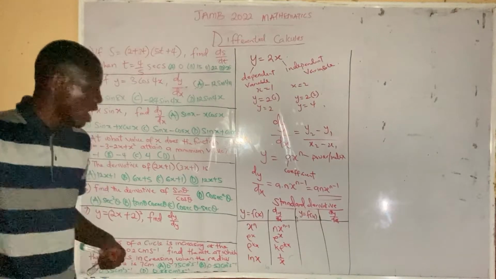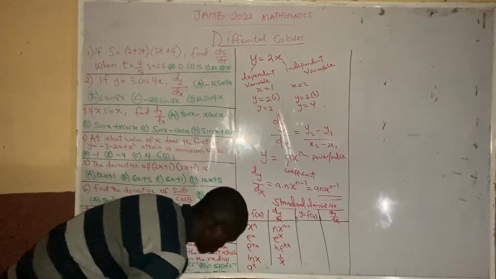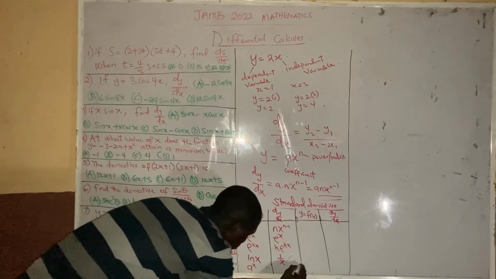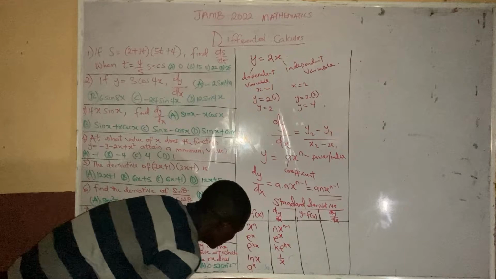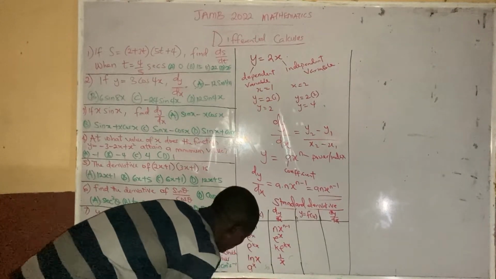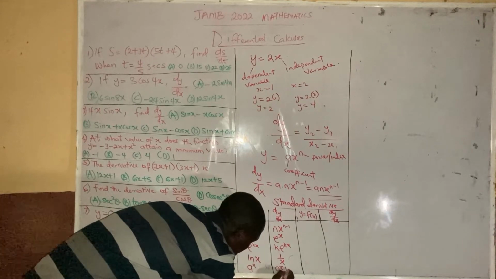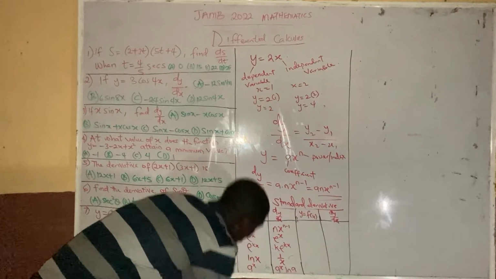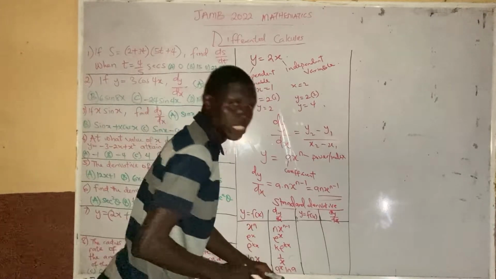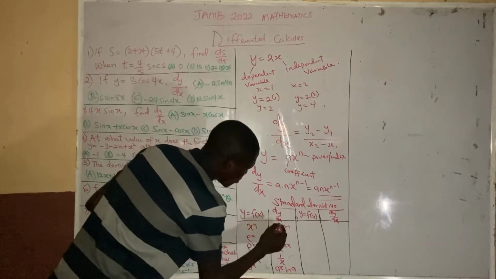Another function is a raised to power x. The derivative of a raised to power x is a raised to power x times ln a. That's another function that you need to know. And another function that we need to also consider is the trig function.